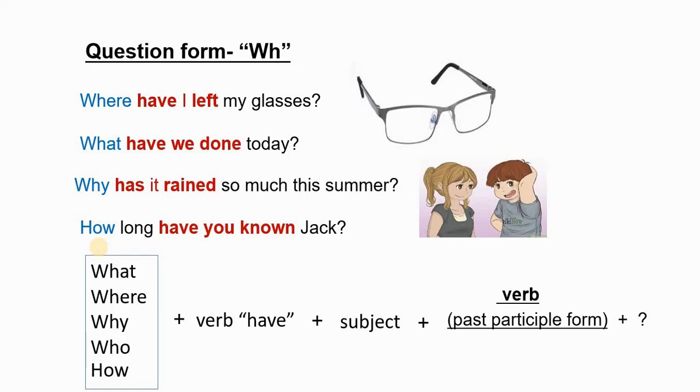So here we can add a question word: what, where, why, who, and how, followed by the verb have and the subject, and then the verb in the past participle form with the question mark.